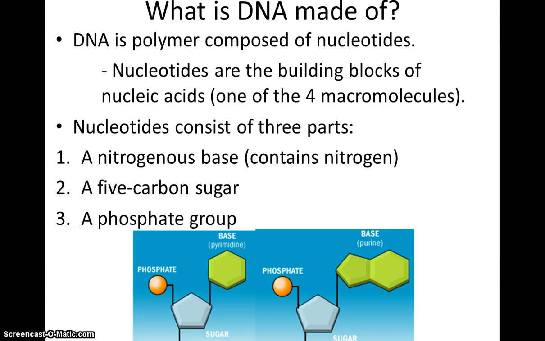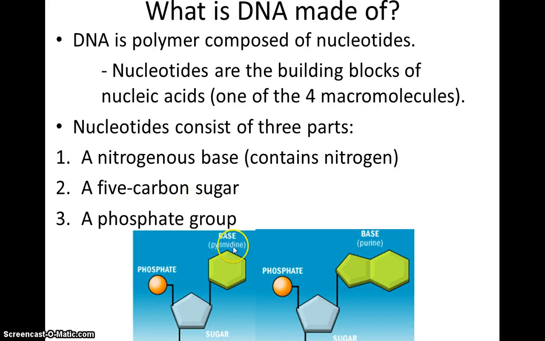So DNA is composed of nucleotides. DNA was one of our examples of a nucleic acid, and that was one of our 4 major macromolecules, the others being proteins, carbohydrates, and lipids. So again, DNA is a nucleic acid. And since DNA is a nucleic acid, it is going to be a polymer that's made up of nucleotides, or building blocks of nucleic acids.